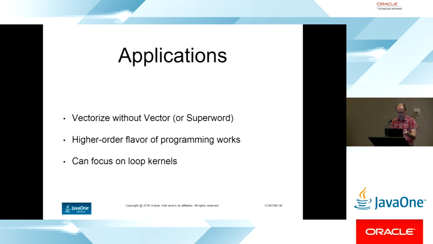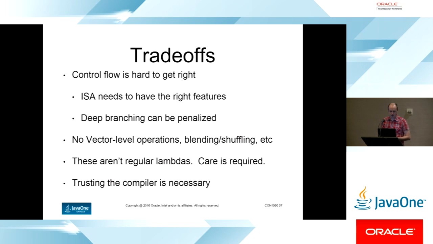So the applications of the expression tree is you can vectorize without thinking about individual vectors on the vector level, or superword for that matter. So you're not thinking about programming for the optimizations. It's a higher order flavor of programming. It works in this case. You can focus on loop kernels. So there's some trade-offs to this, though.